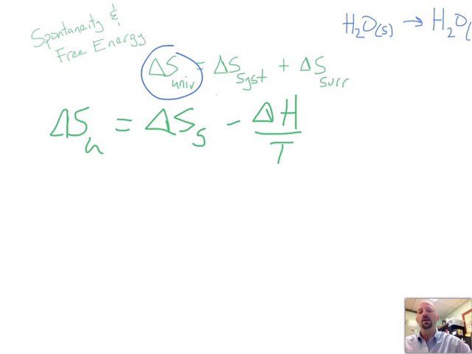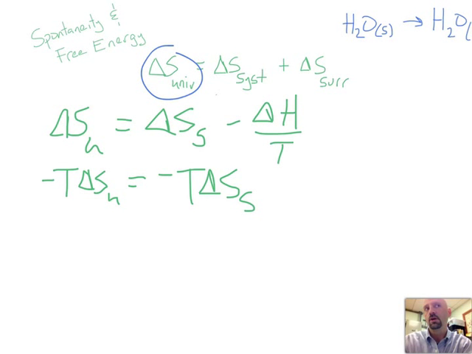Remember, that's the relationship we came up with a couple of videos ago about the entropy change for the surroundings. Now I'm going to multiply both sides by negative T. So this now becomes negative T delta S of the universe is equal to negative T delta S of the system plus delta H. Just multiplying both sides by negative T.